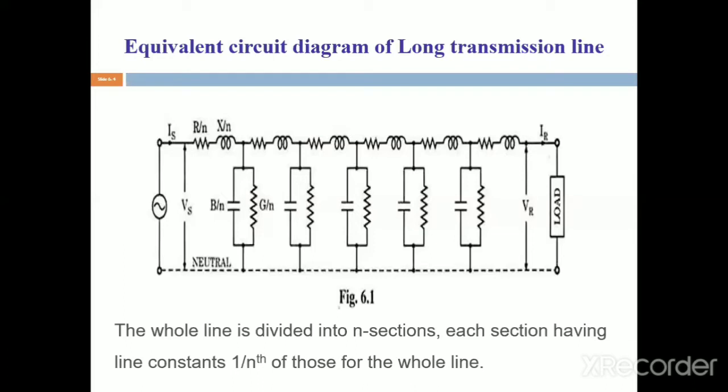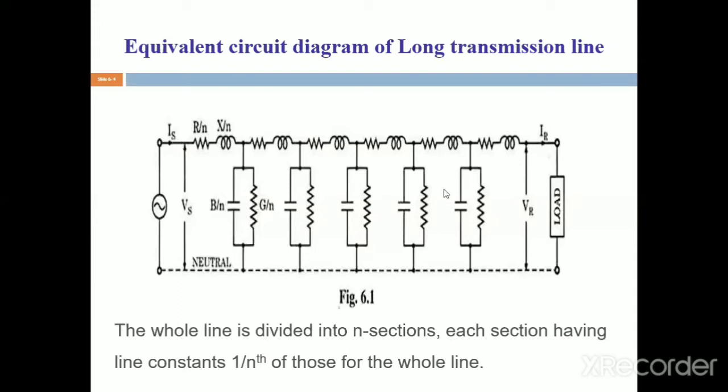Okay, the whole long transmission line is divided into n sections. Each section has the line constants, each section having 1 by nth of the constants for the whole line. This is the overall equivalent circuit diagram of a long transmission line.